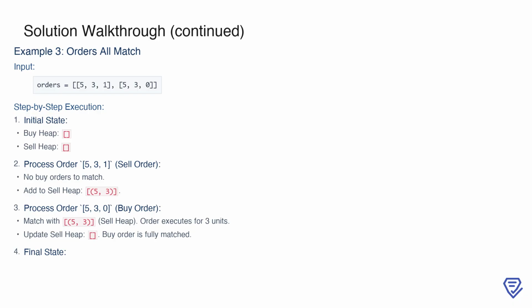The second order, 5, 3, 0, is a buy order for 3 units at a price of 5. This price matches an existing sell order in the heap, so the order is fully executed. 3 units are processed, and both the buy and sell heaps are emptied. At the end of these operations, there are no unprocessed orders left in the backlog.